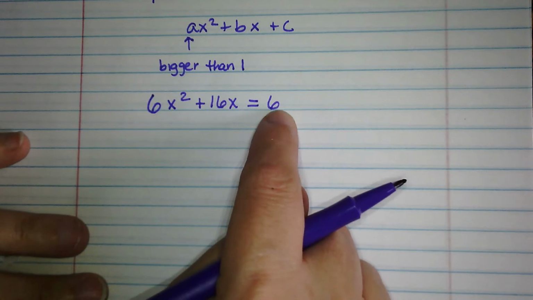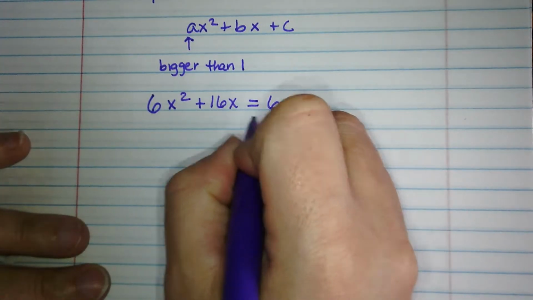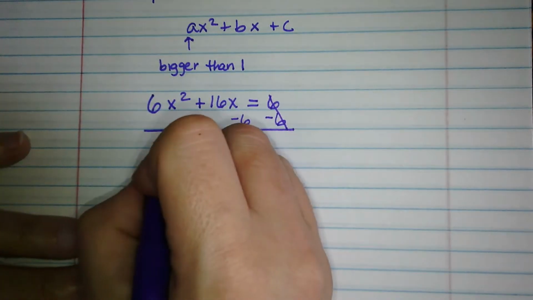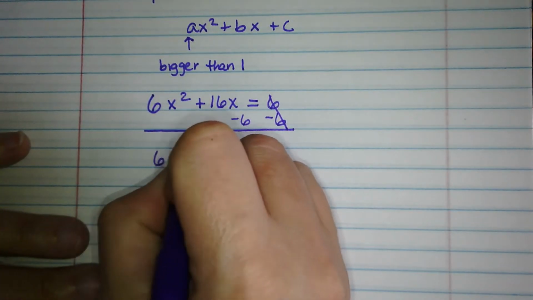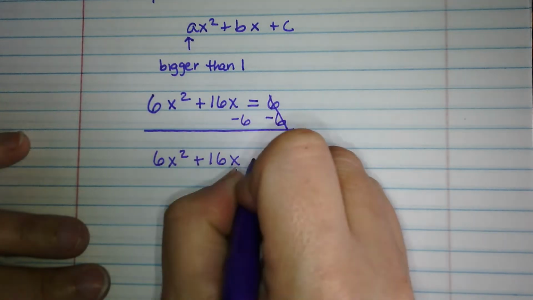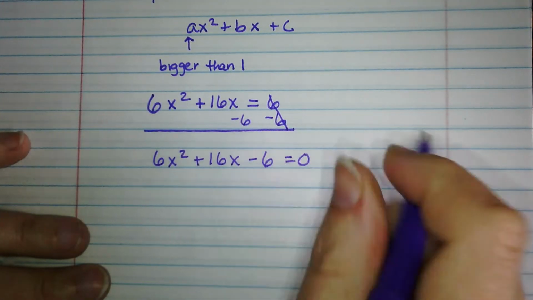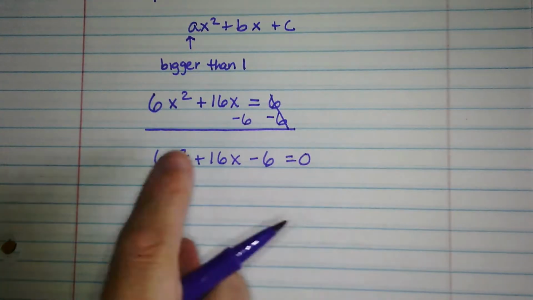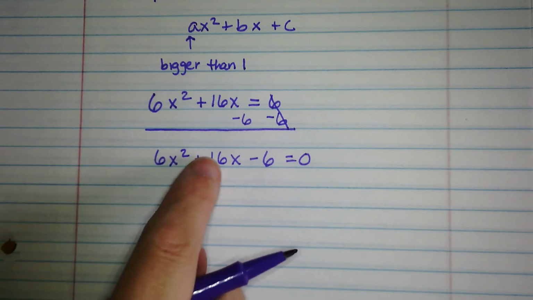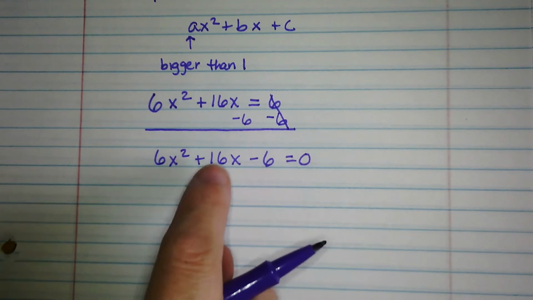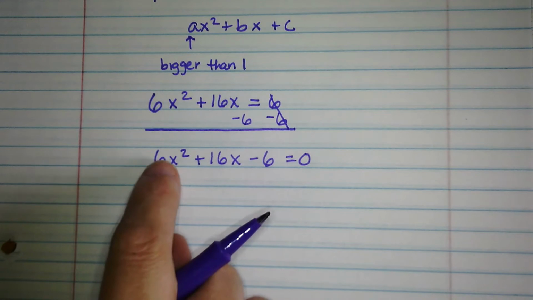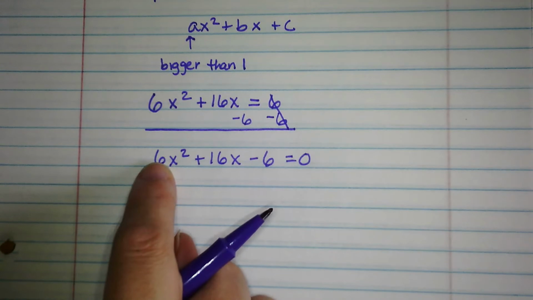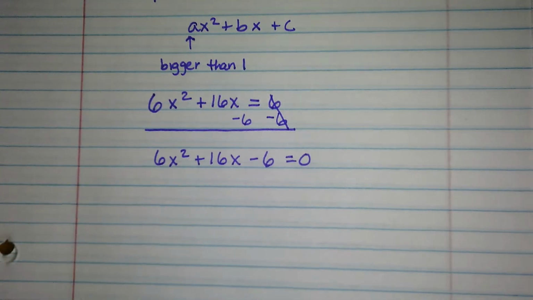So what we have to do first is subtract our 6 over so that we can get 0 all by itself over here. All right, so that's our first thing. Get it equal to 0. Now I have an ax squared plus bx plus c where the a value is bigger than 1. So this tells us right away that we are going to do advanced factoring methods.